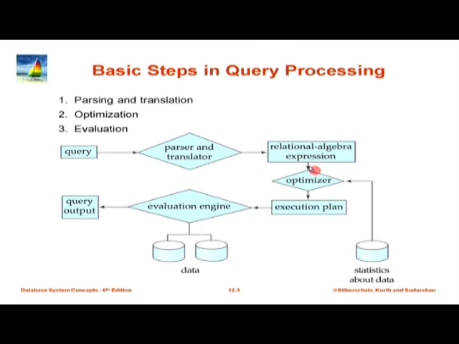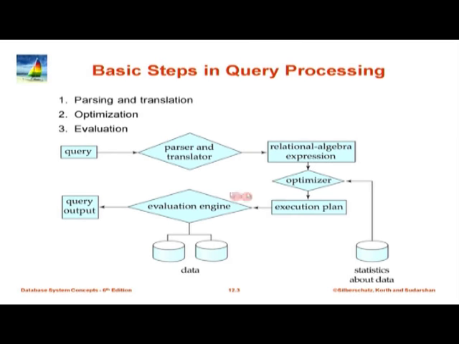So coming back, we have an optimizer which has to look for alternative expressions which are equivalent. And it takes statistics about data. What kind of statistics? For example, how many tuples are there in a particular relation? How many distinct values are there for a particular attribute? What is the distribution of values? Maybe a histogram or some such to estimate how many tuples will satisfy a particular selection and so forth. So there's a lot of statistics which any database maintains. And using that, the optimizer chooses an execution plan.